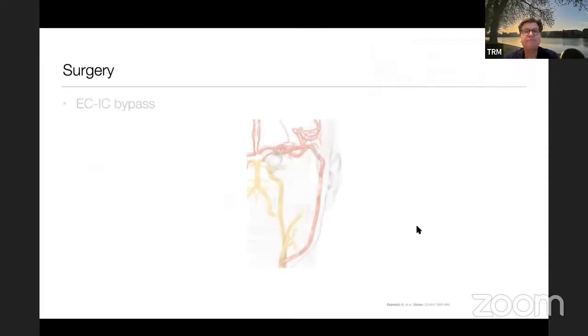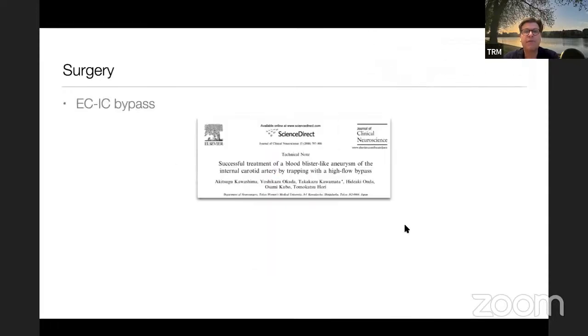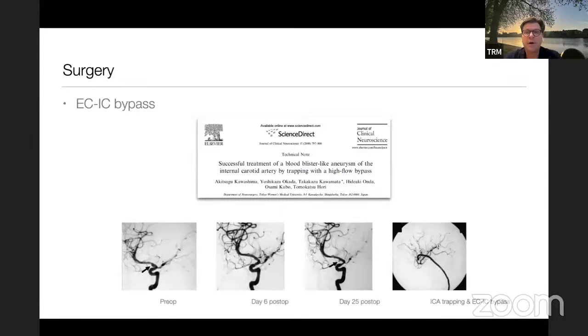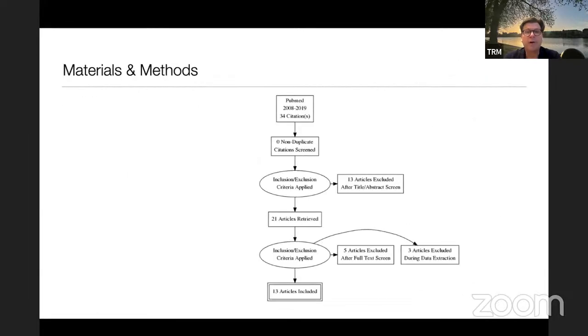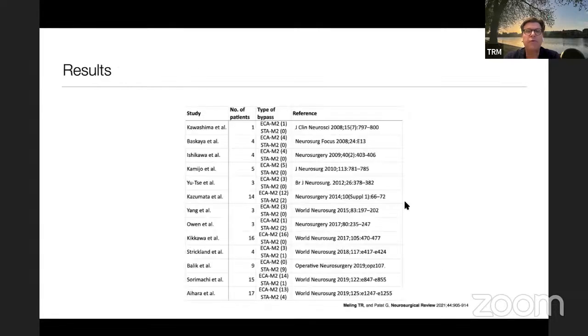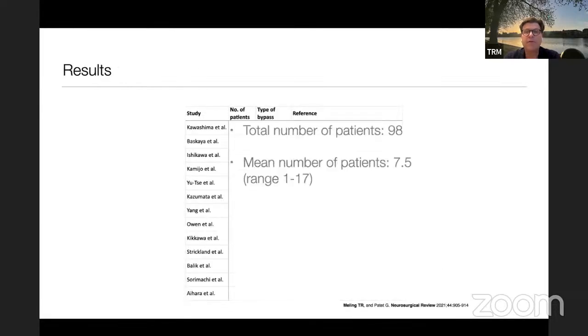Good recovery in all. The bypass, again, as I mentioned, Kawashima and Japanese colleagues are doing this, and doing ICA trapping with bypass. Again, if we look at published literature, where a review identified 13 articles, as can be seen here, a total of 100 patients. So these are rare diseases.